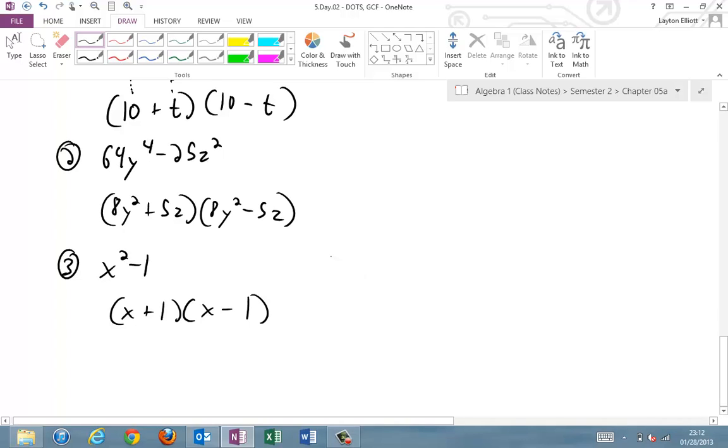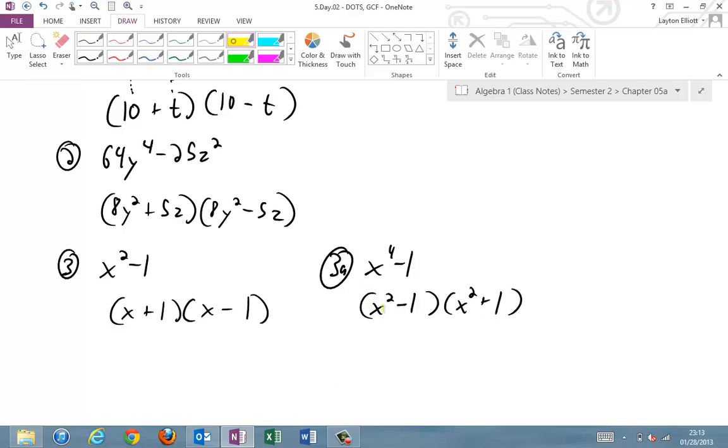Now, I'm going to do a little one I'm going to call 3a. We're going to do it off to the right here. I'm going to do x to the fourth minus 1. Same idea, x to the fourth splits up into x squared minus 1 and x squared plus 1. But that's not fully factored. If I look to see what x squared minus 1 is, that's also a difference of two squares. In fact, we just said it factors into this thing.